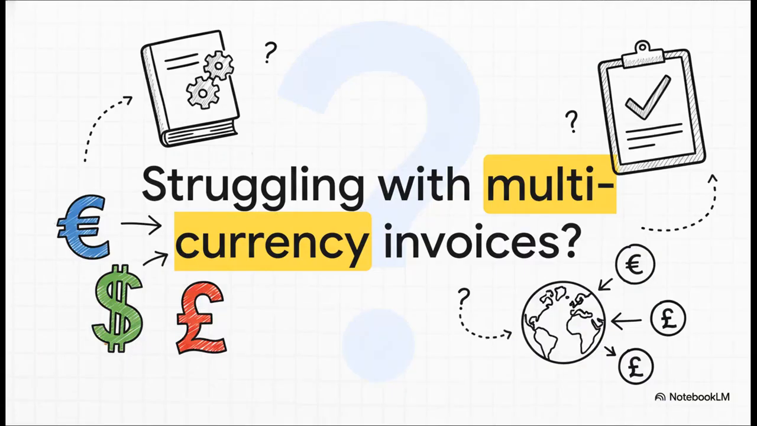You've got to bill a client in euros, but your books, your entire system, is in pounds. You want to show them the total in their currency, right? But you don't want to complicate your own accounting. It's a super common challenge, but luckily, NuMetric has a really elegant solution.